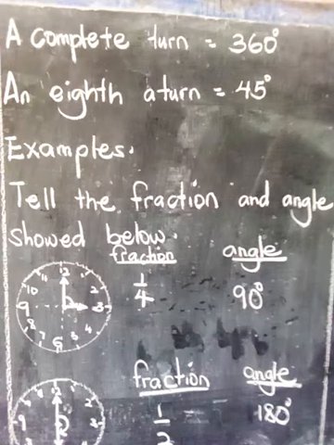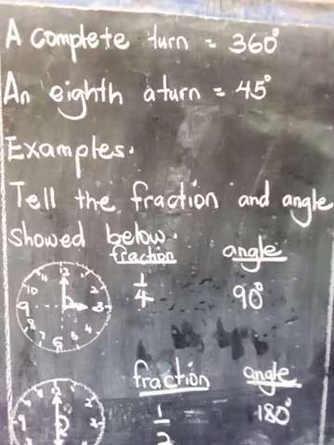Then we come to the second clock face, where the hands have divided the clock face into 2 equal parts. Therefore, according to the arrow, it is covering just one part of the 2 parts, meaning the fraction formed is a half, whereby a half turn is equal to 180 degrees.